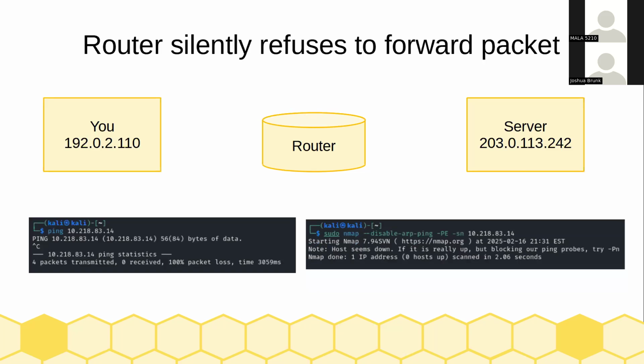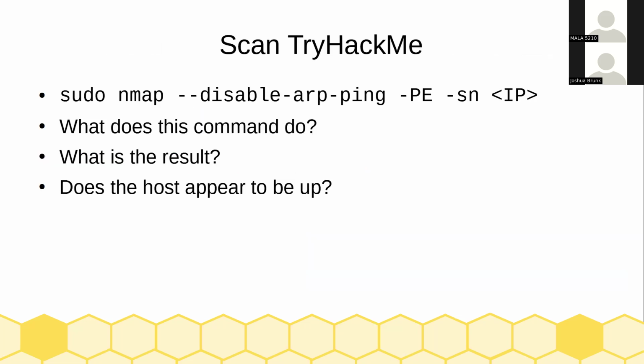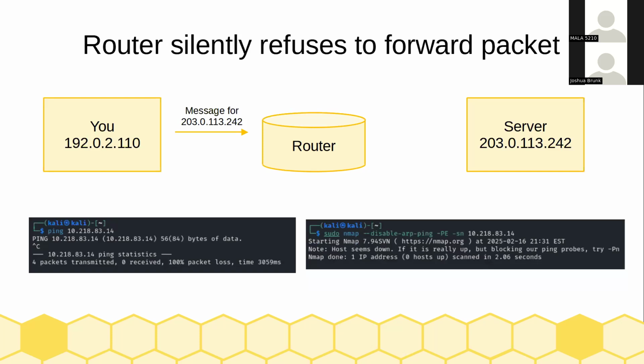What's the last option for what a router would be able to do? It could not respond at all. It could be silent. That's correct. The router could silently refuse to do what you asked it to do. You would send the message to the router, and nothing else would happen.